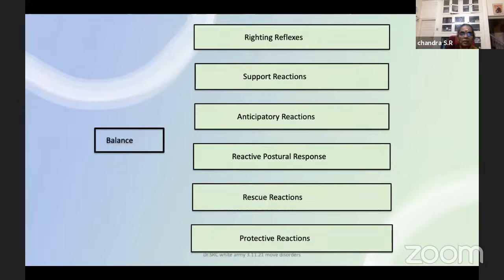Middle level is spinal cord, basal ganglia, cerebellum. Higher level is cortex and cognition. And for maintaining balance, you have righting reflex, support reaction, anticipatory reaction, reactive postural response. When you suddenly see a vehicle, you have to react to the unexpected thing and produce a motor response. Rescue: once you have fallen, you have to rescue and prevent yourself from injury. And protective reaction. So many reactions are involved in balance.